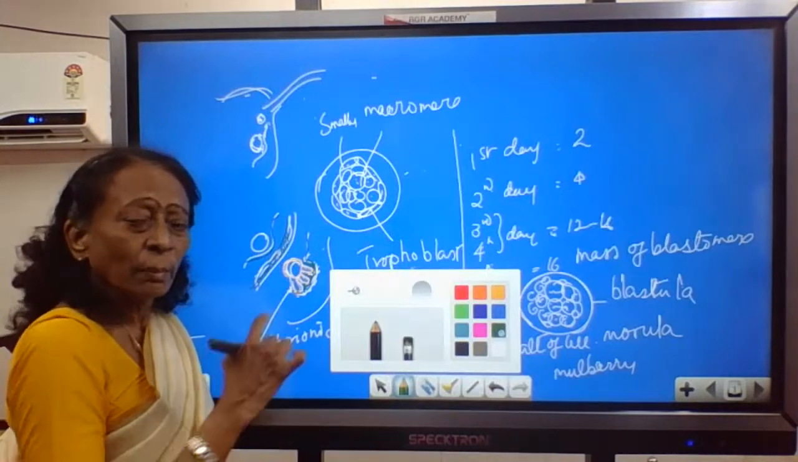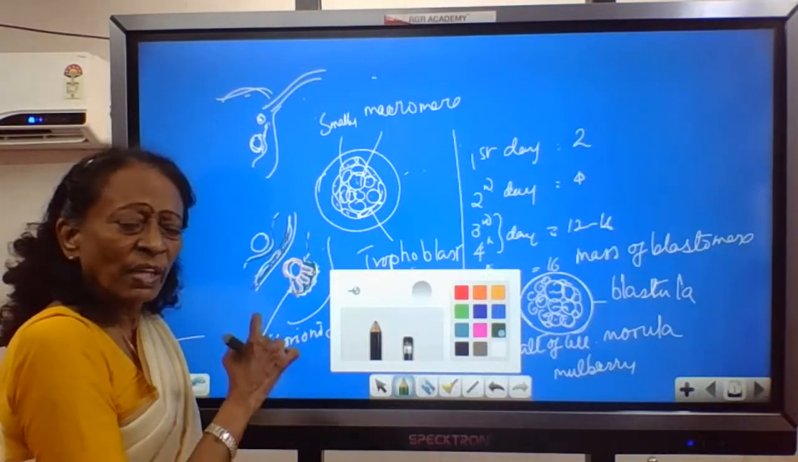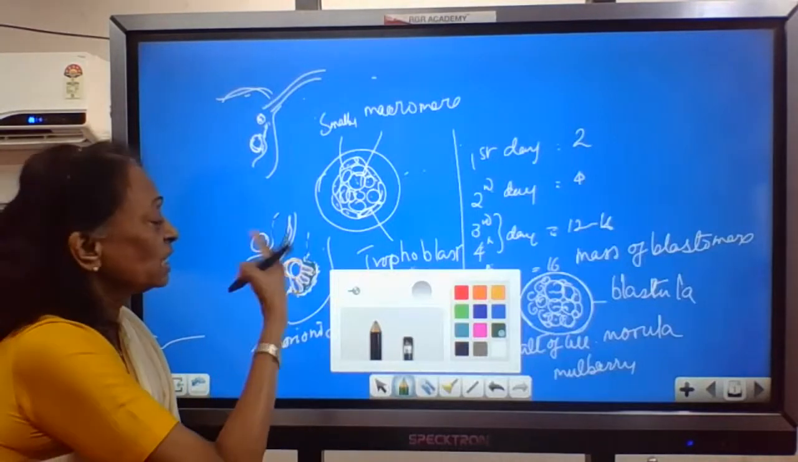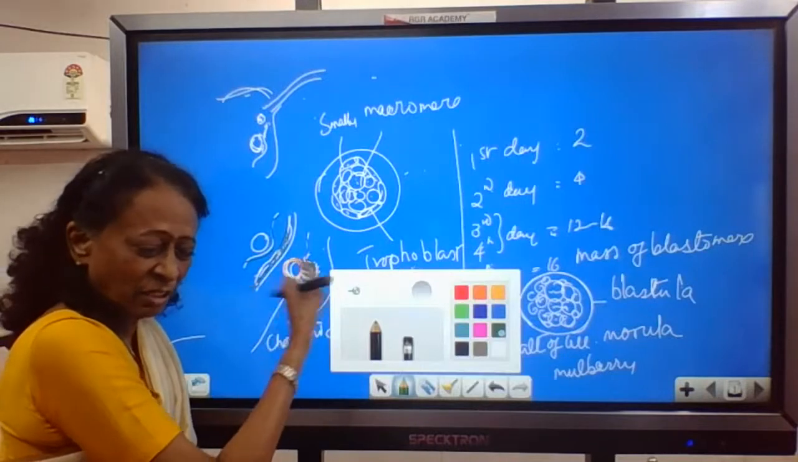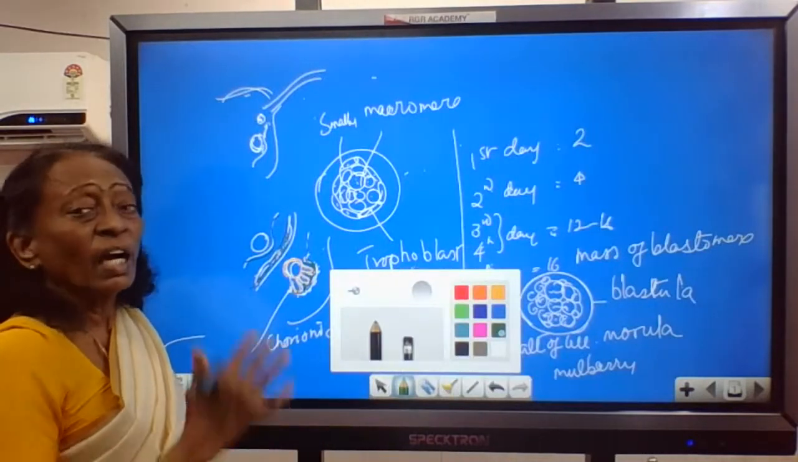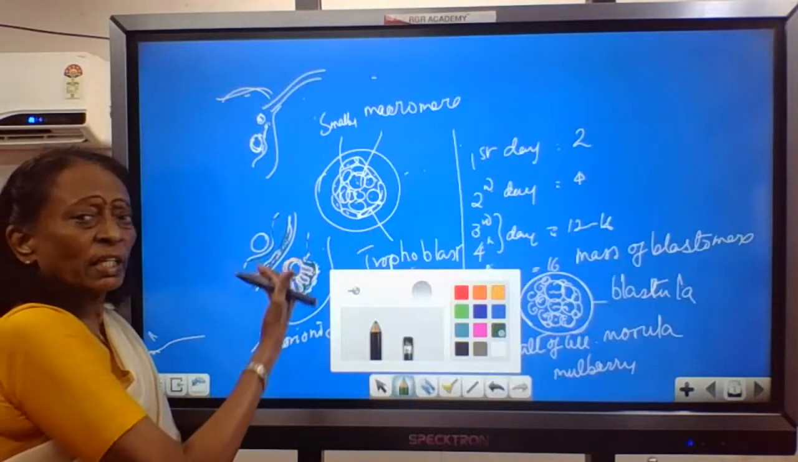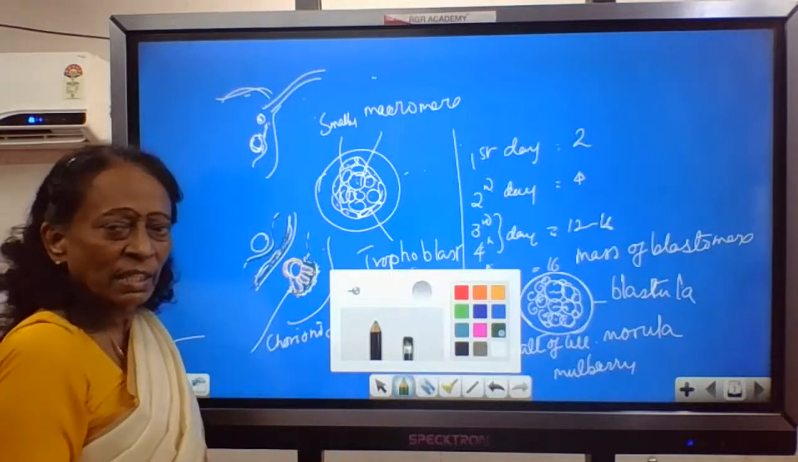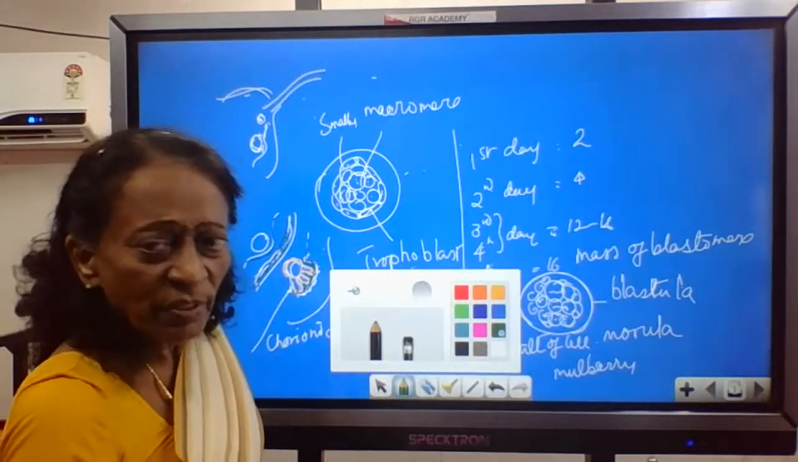So through that, whatever waste material, particularly excretory product and CO2 from the blood of the embryo, is transferred by diffusion into the maternal blood and is excreted through the maternal body. At the same time, from the maternal blood, whatever nutrients and hormones are necessary, whatever the mother eats while she's carrying the baby, everything will be reaching the embryo.